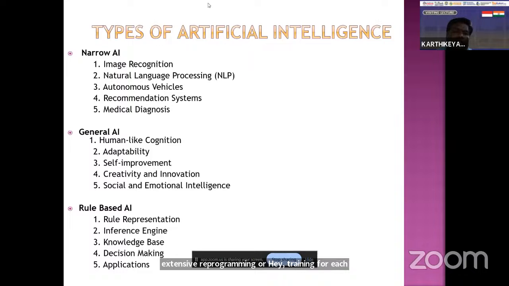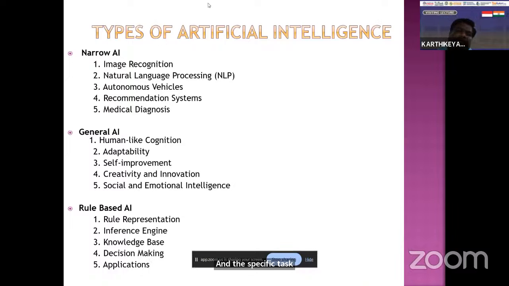And general AI following the self-improvement. The generalized systems have the ability to autonomously improve their own capabilities over time through processes like self-learning and self-optimization. Optimization is nothing but to produce a good result, a perfect result, for the specific task.